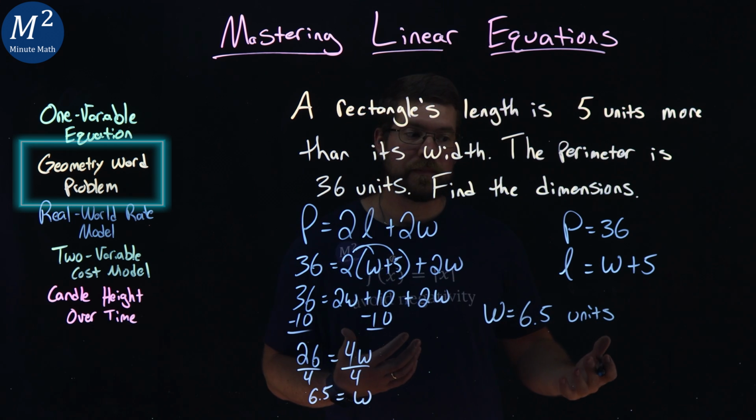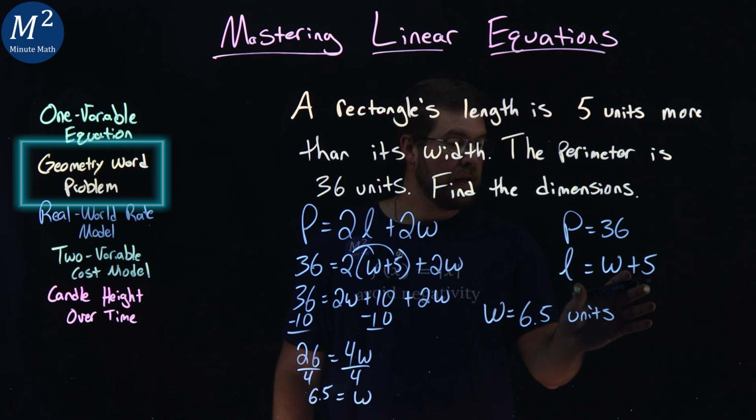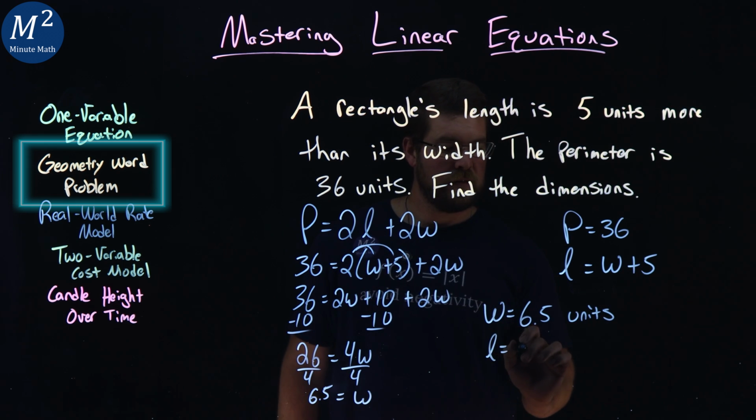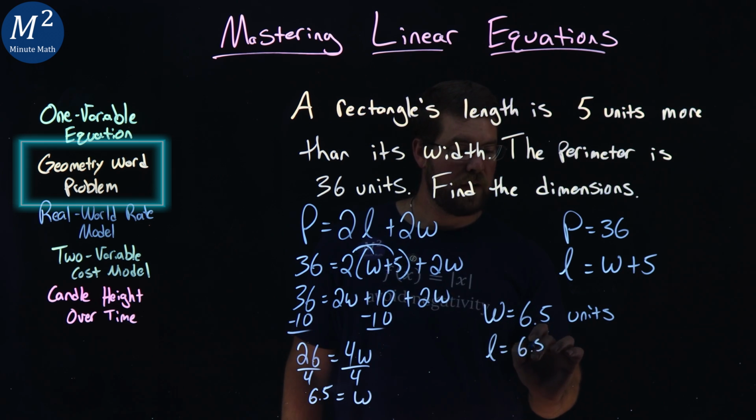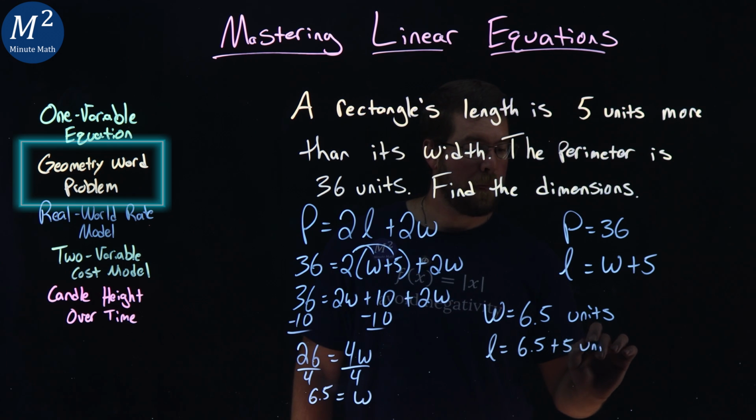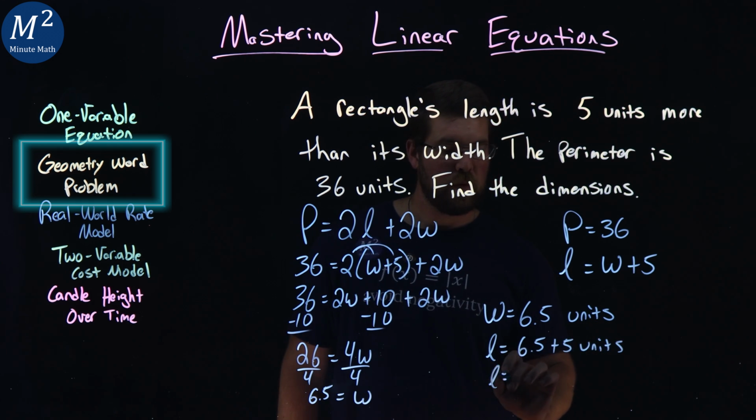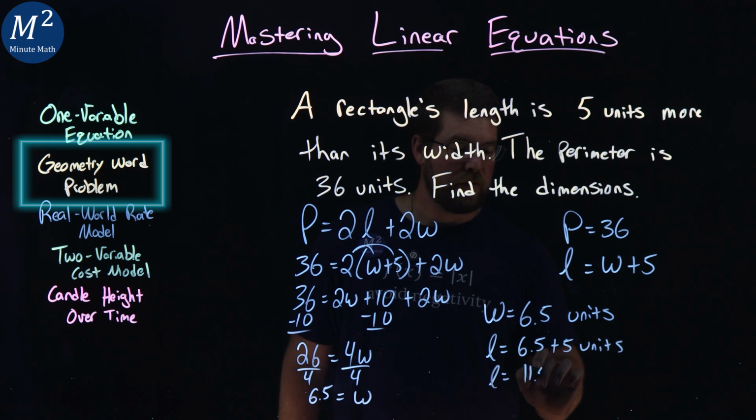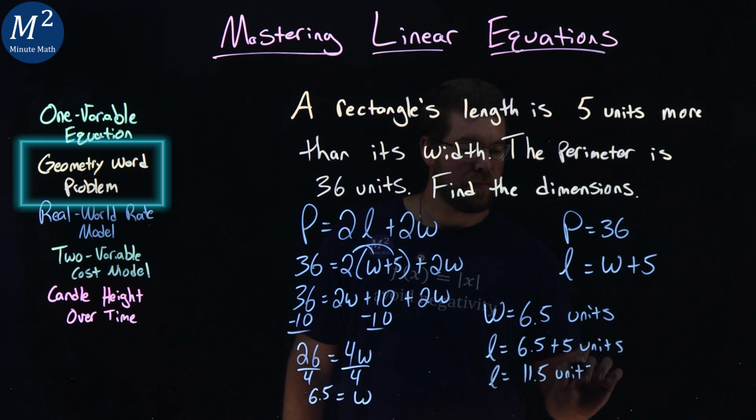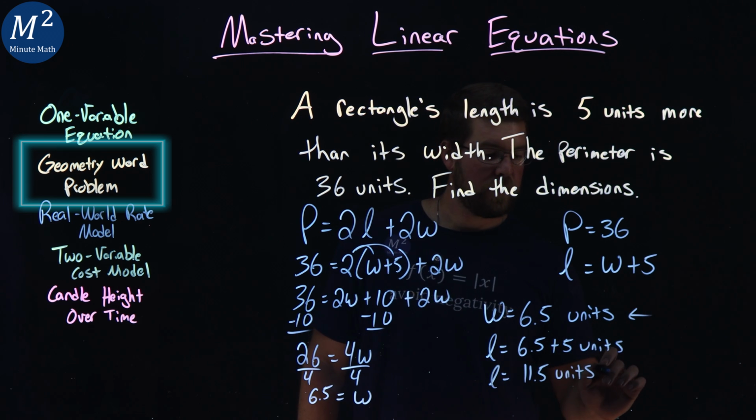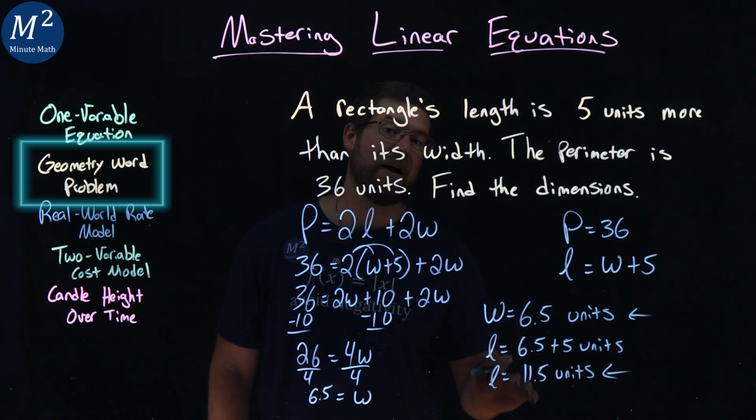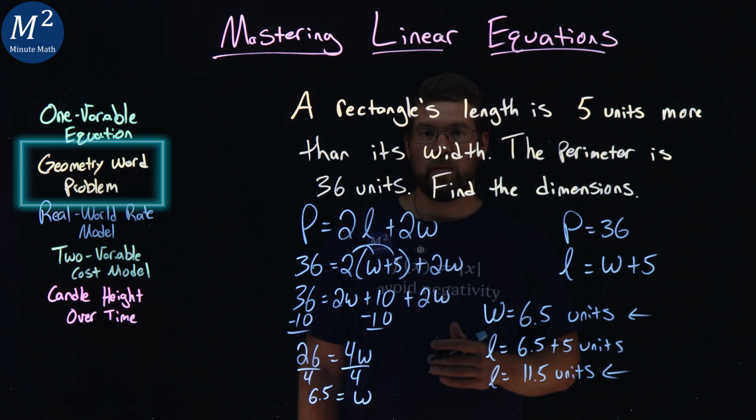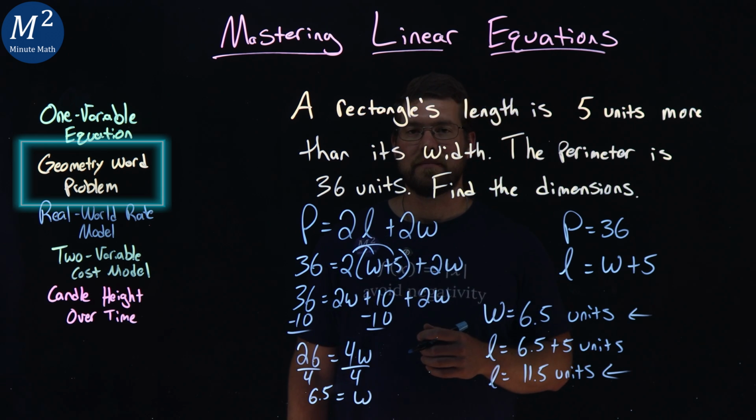Well, what about the length? Well, they tell us here that the length is our width plus 5. So our length is equal to our width, 6.5, plus 5 units. And so our length is 6.5 plus 5, which is an 11.5 units. So we have our width and our length right here. We have the dimensions of a rectangle at 6.5 units by 11.5 units.